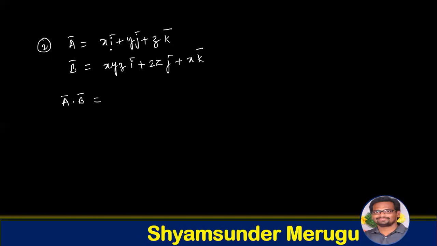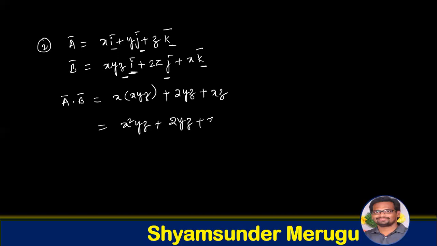Now the same thing, the similar components of the vectors should be multiplied. So x into xyz plus j component should be multiplied and they must be added. Then it is 2yz plus k components, it is xz, and the result is a scalar. Okay, now these are the things that we have to get. So here we get x square yz plus 2yz plus xz. We have to get that as the answer.